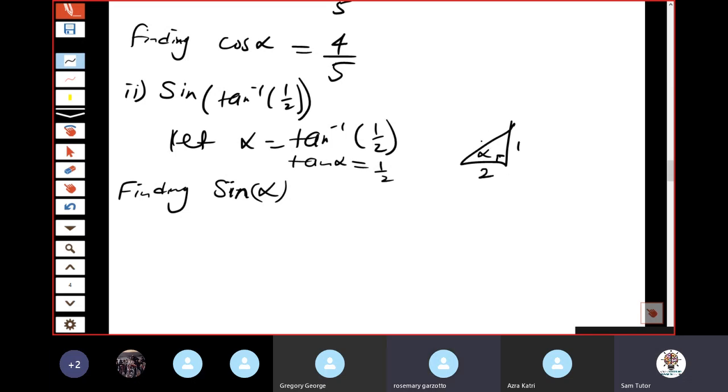Which means this one here is the square root of 2 squared plus 1 squared, so root 5. And then that just becomes, for sine, opposite over hypotenuse, which is 1/√5.